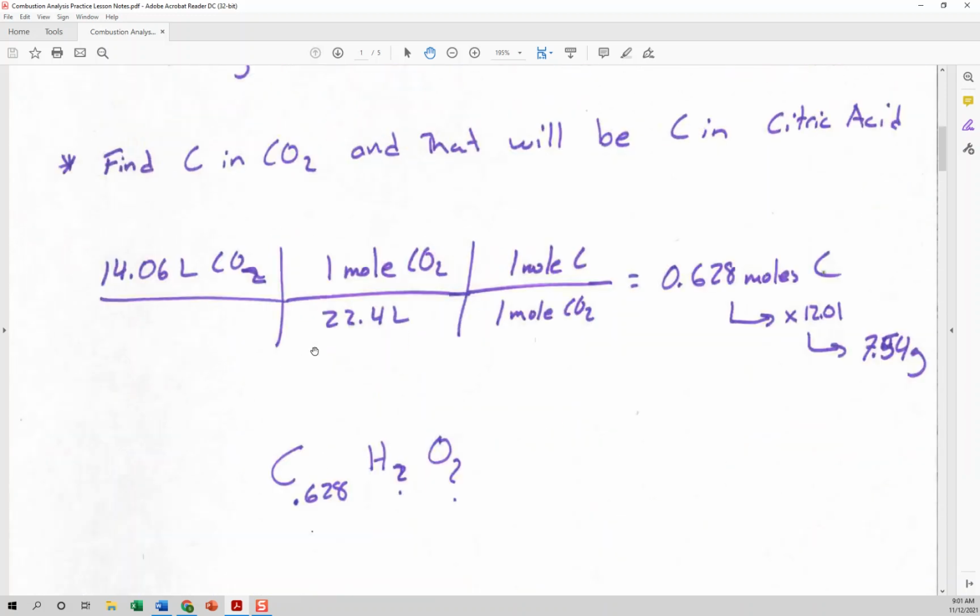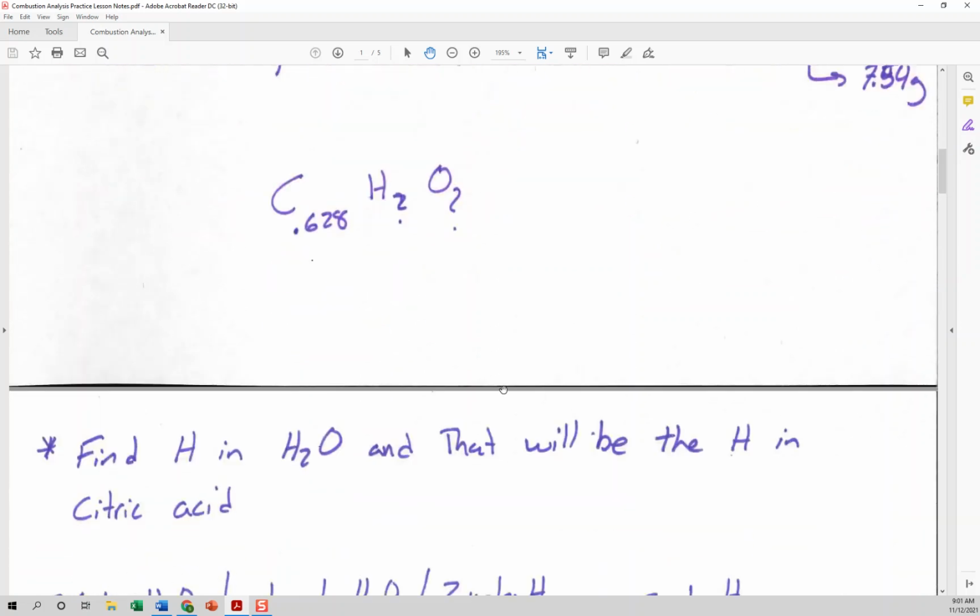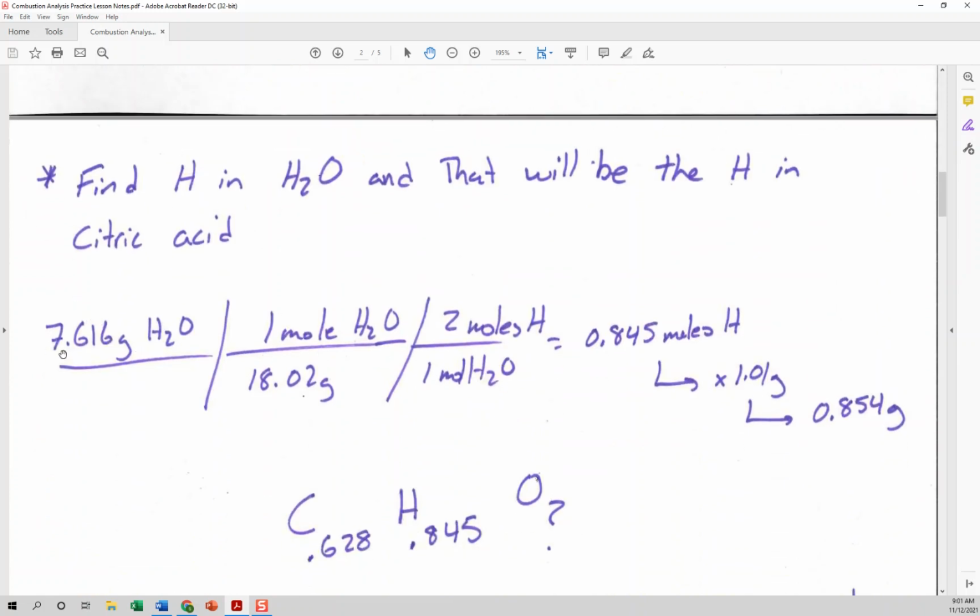Because moles of CO2 is moles of C because it's a 1-to-1 ratio. But moles of water is not moles of H because it's a 2-to-1 ratio. So we would take our grams of water, divide it by the molar mass, and that would give us moles of water. Then we have to recognize that there's 2 moles of H, singular, for every 1 mole of H2O. So this is how many moles of H we have.